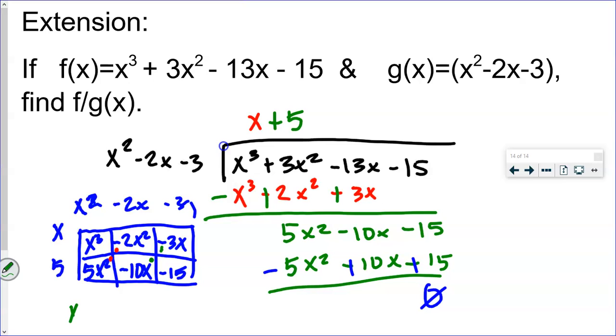So that gives us x to the third. 5 minus 2 is 3, right? So plus 3x squared. Negative 10 and negative 3 is negative 13x minus 15. Checks out.